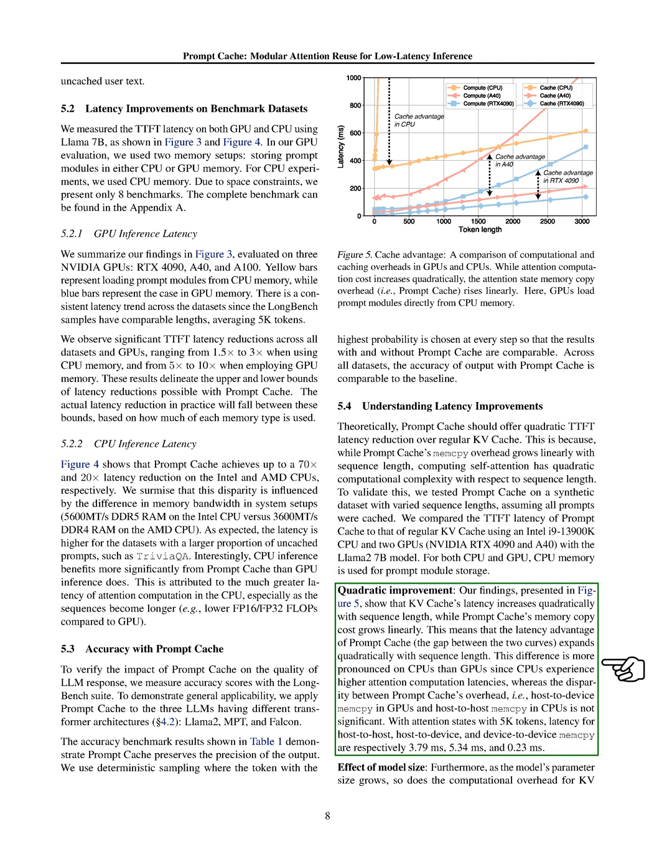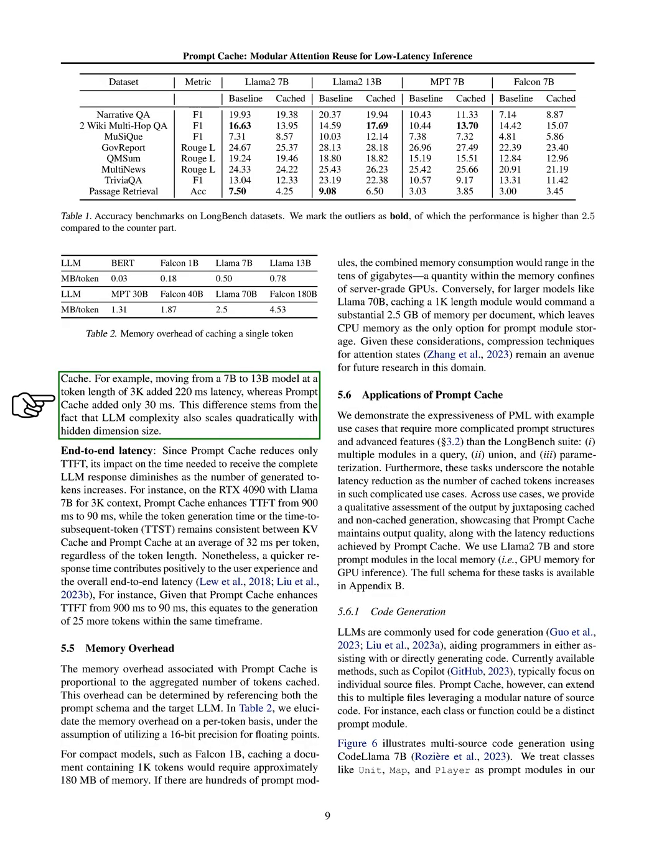This difference is more pronounced on CPUs than GPUs since CPUs experience higher attention computation latencies. As the model's parameter size grows, so does the computational overhead for KV cache. For example, moving from a 7B to 13B model at a token length of 3K added 220 milliseconds latency, whereas prompt cache added only 30 milliseconds. This difference is due to the fact that language model complexity also scales quadratically with hidden dimension size.